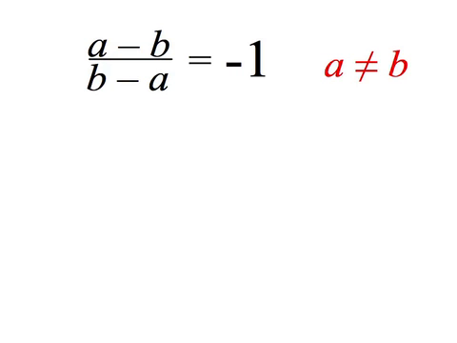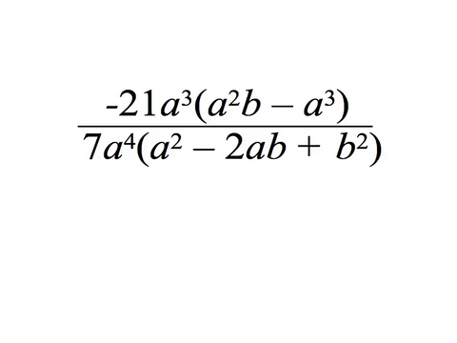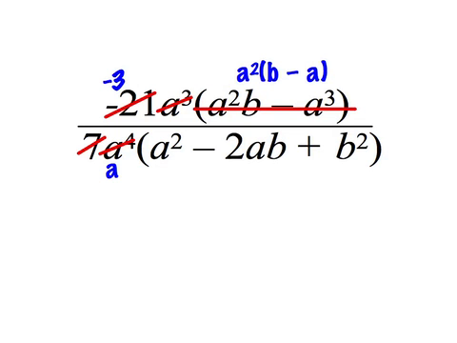Well, let's use this fact in our next longer problem. We're going to start by looking at the -21 and the 7. They're each divisible by 7, leaving a -3 at the top. And again, we got casual and did not write the 1 at the bottom. We look at the a to the third and the a to the fourth, leaving an a at the bottom. Now we factor the binomial at the top, giving us an a squared, times the binomial b minus a. We factor the trinomial at the bottom, which turned out to be a perfect square trinomial.